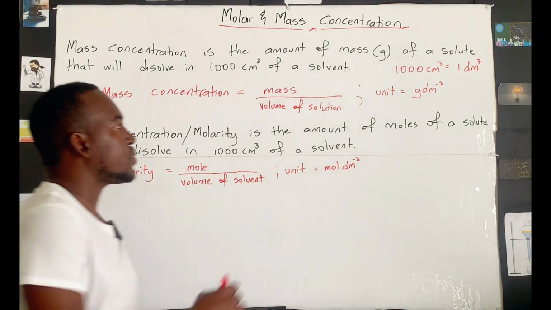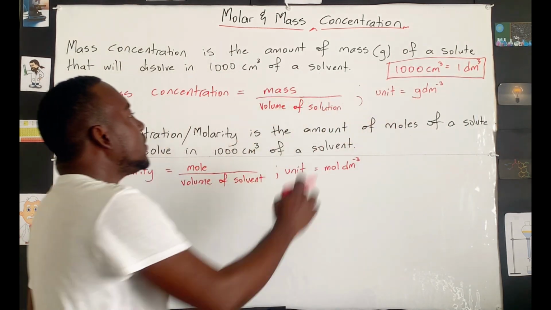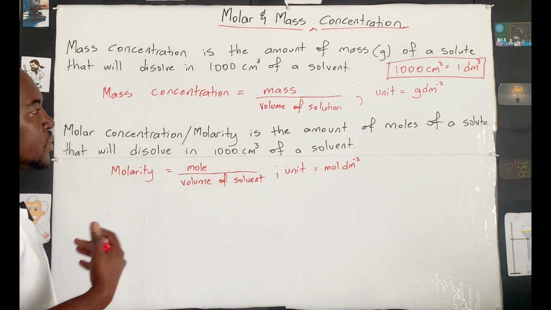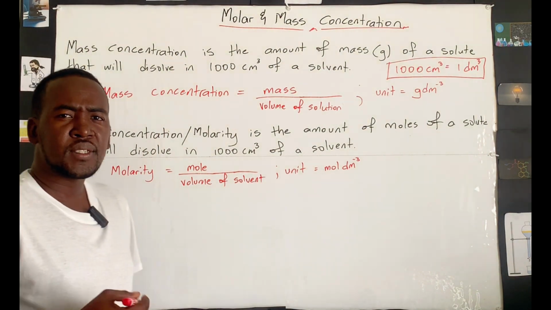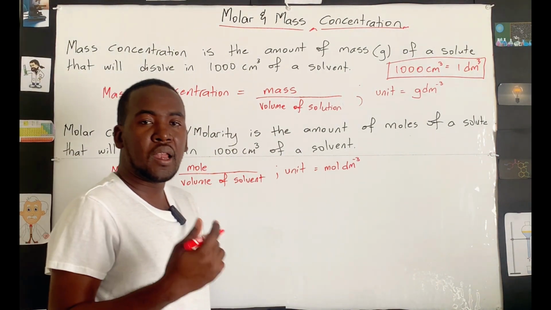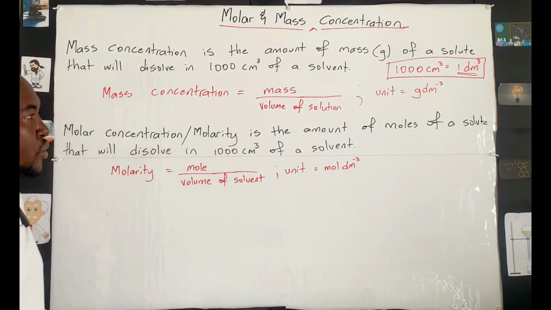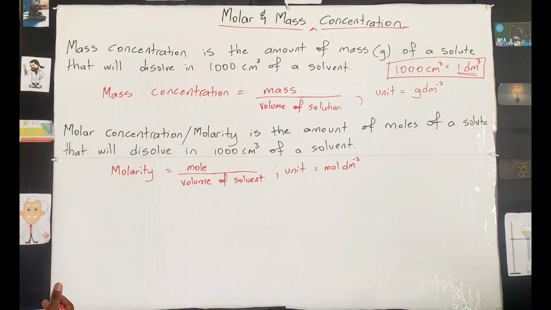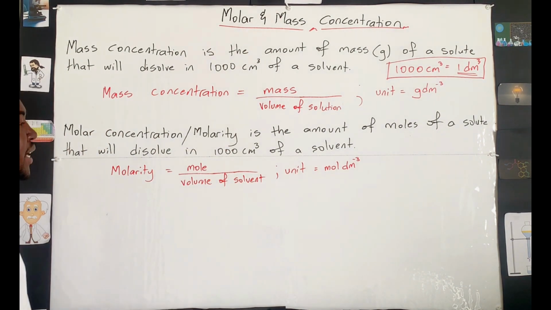We know this relationship from our previous lessons, so we still use that relationship to show the difference between cm cube and dm cube, because at this level, CSEC wants us to focus on using a lot more of dm cube as the unit for volume. Now, the next term is the molar concentration, which is sometimes referred to as molarity.